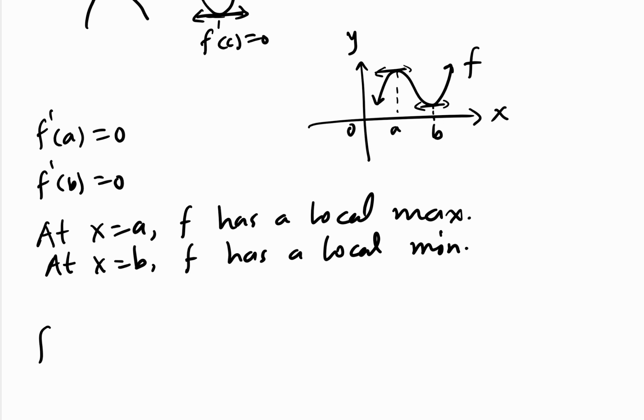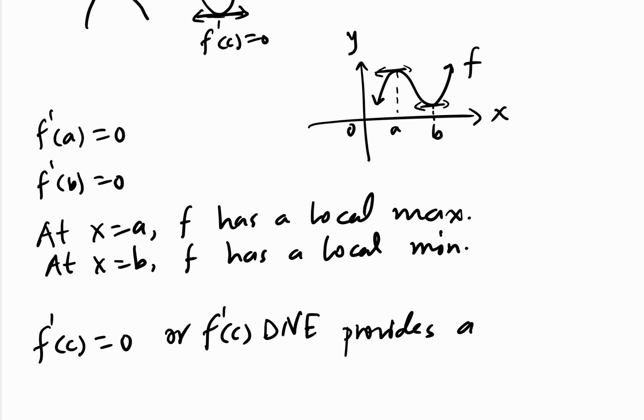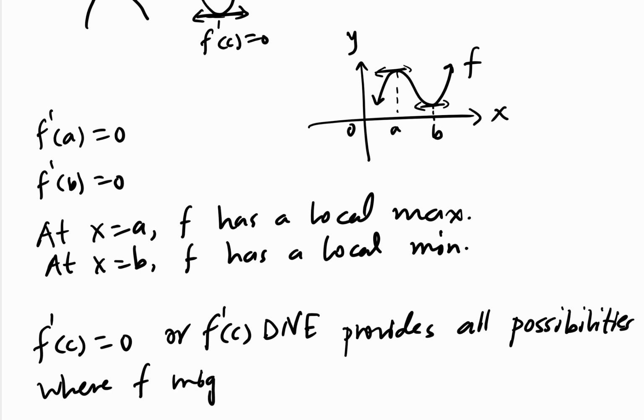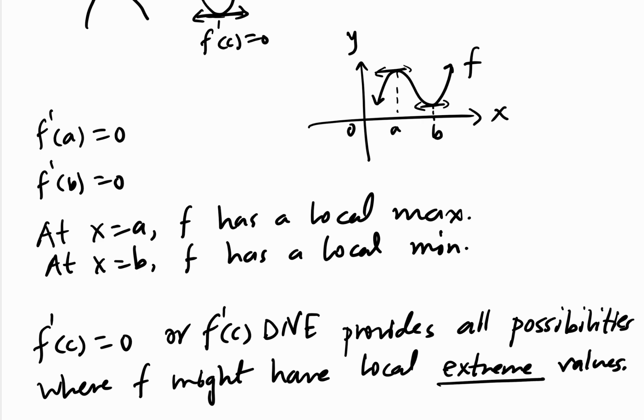So again, we can say that f prime of c equals 0 or does not exist provides all possibilities where f might have local extreme values. Extreme means min or max. So instead of keep writing min and max, we say extreme values.